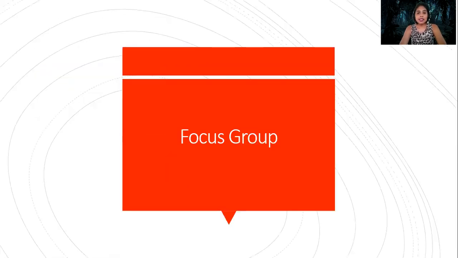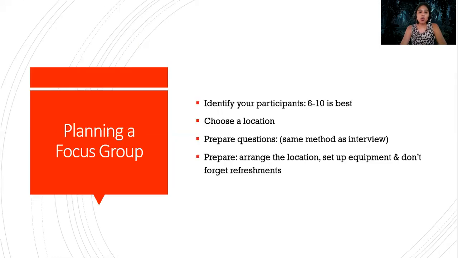Now, the interview schedule, which is used for interviews, is also used for focus groups. So I'm going to go quickly into how to plan a focus group. One, you identify your participants. Usually, you will use a specific sample that is best suited for the topic that you are doing. You want to limit the focus group to 6 to 10 participants at best. Then you choose a location, preferably one that is as comfortable as possible. AC is always welcome, and prepare your questions in the same method as the interview. That is, you also create an interview schedule.